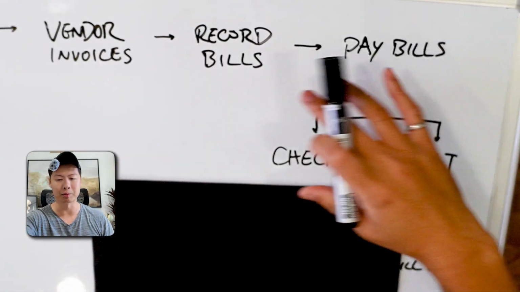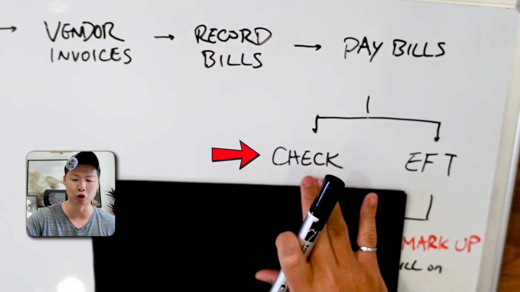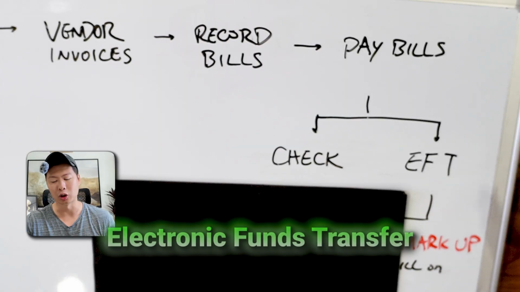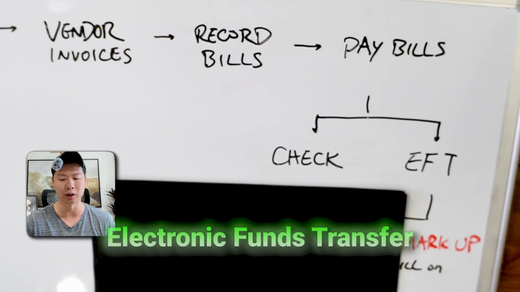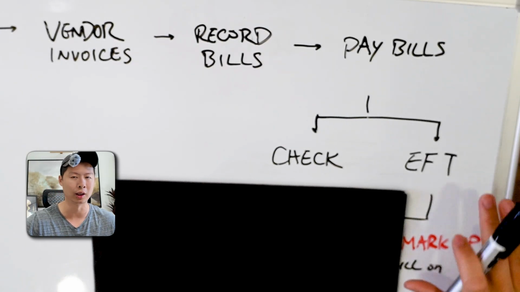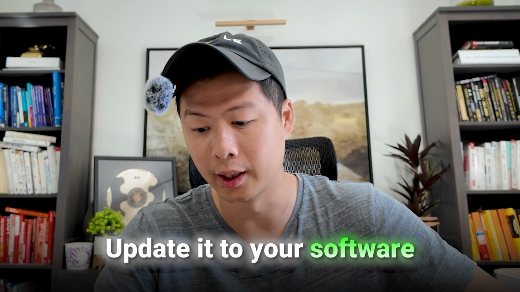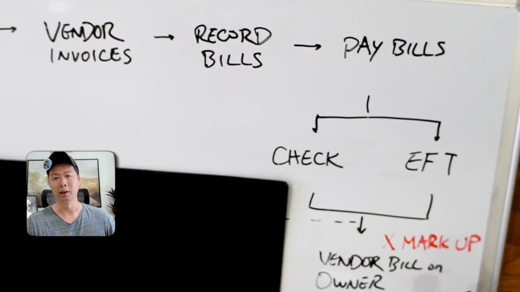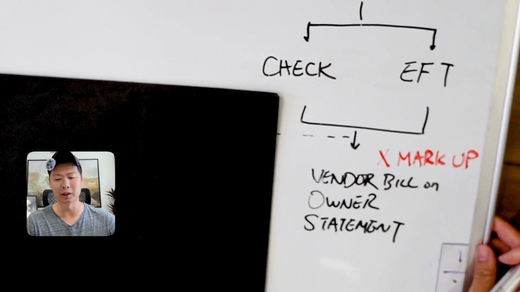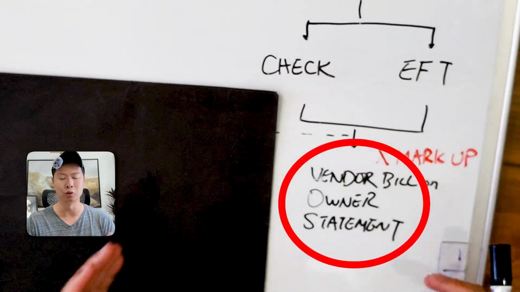After that, the property management software wants us to record either a check or an EFT. EFT means electronic fund transfer, so once it goes out, it's an online transfer. You don't need to touch it anymore. Everything will be booked. If you need to do checks, you basically need to write a check and then update it in your software. This is how you complete the process. After this step, it goes into vendor bills on your owner statement.